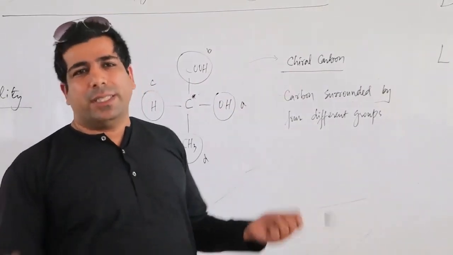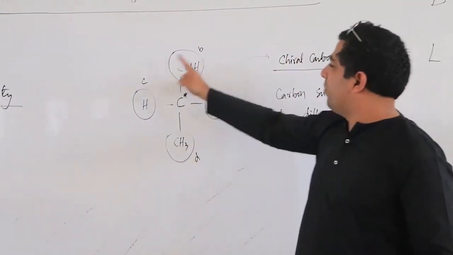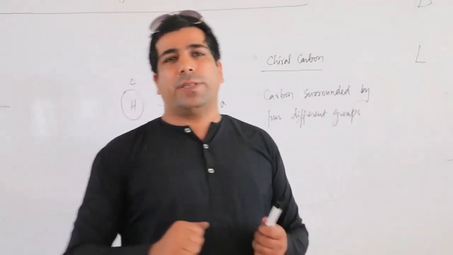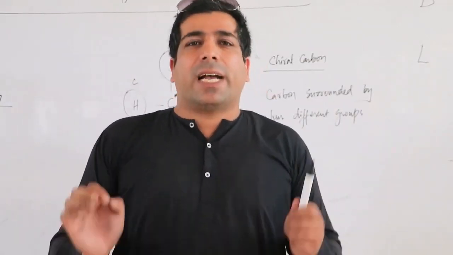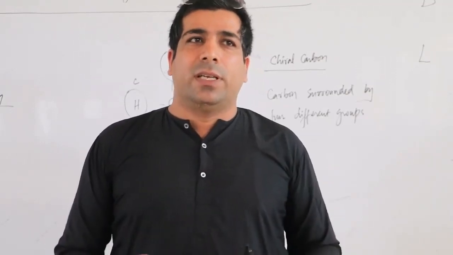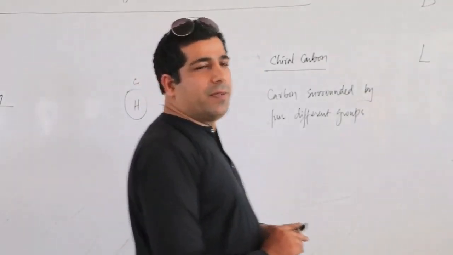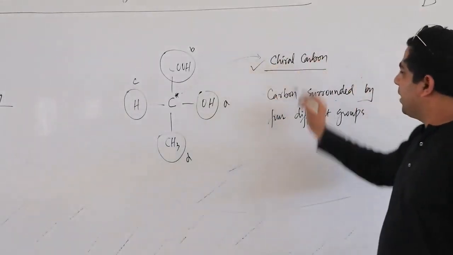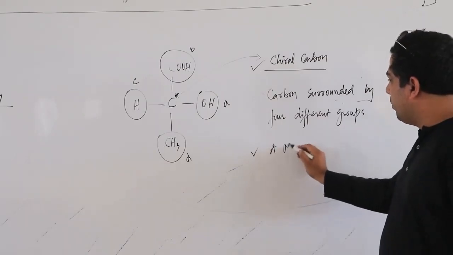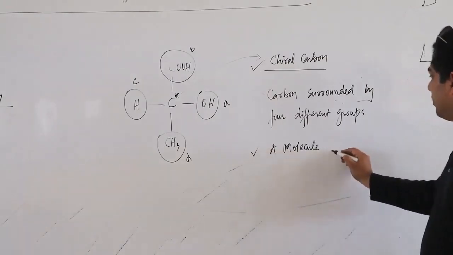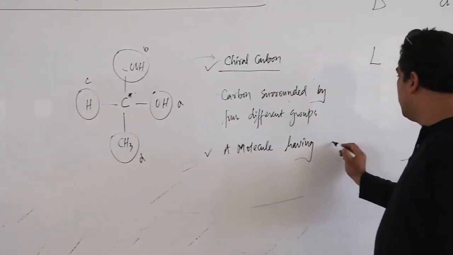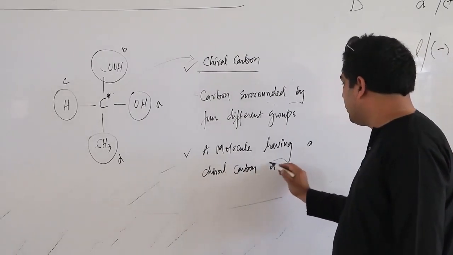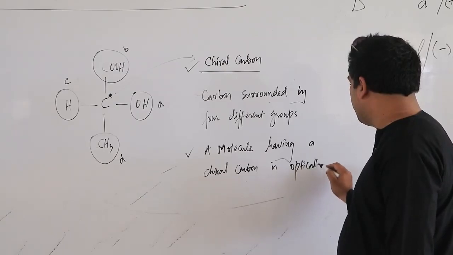Okay. Now why am I looking at chiral carbon? What is the point? See, I am telling you that this is a chiral carbon because it is surrounded by 4 different groups. Clear? But what is the need? The need is very much important here. That is, if any molecule has a chiral center or chiral carbon, it is optically active. If any molecule has a chiral center, it is optically active. So I will write down my second point. A molecule having a chiral carbon is optically active.